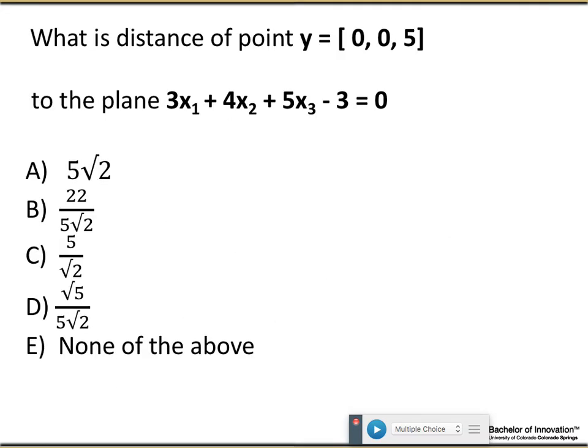Okay, one more point distance question. What is the distance of the point y to the plane given by that plane equation? You can chat with your neighbor.